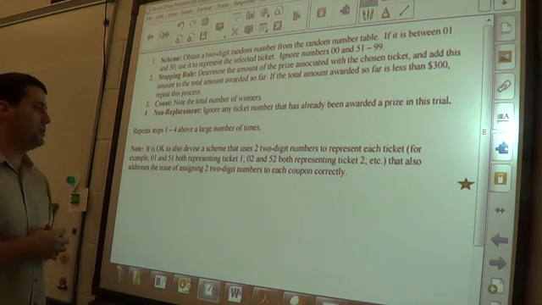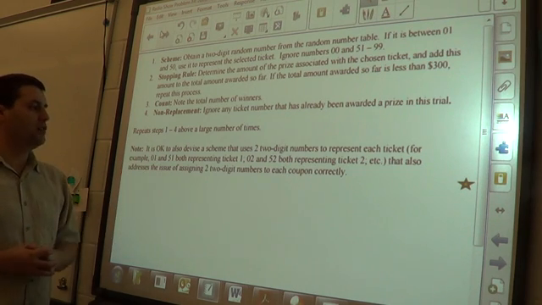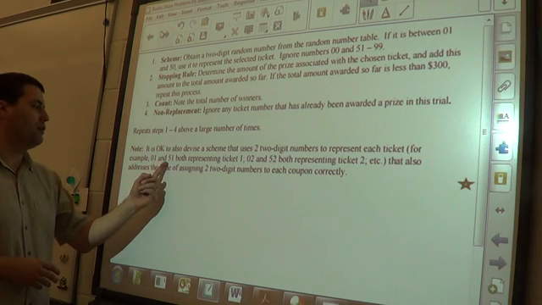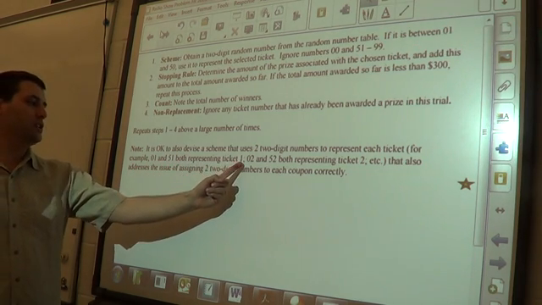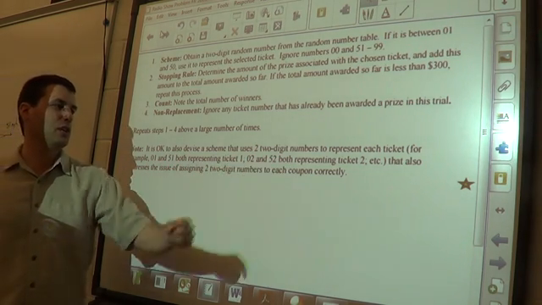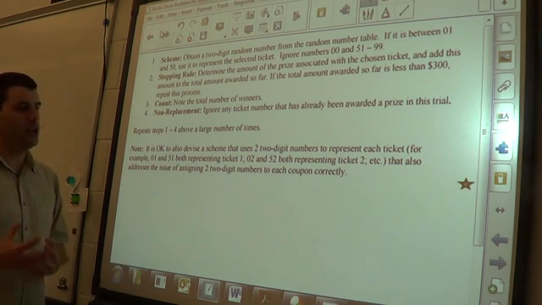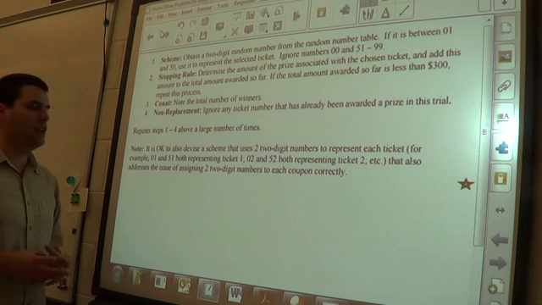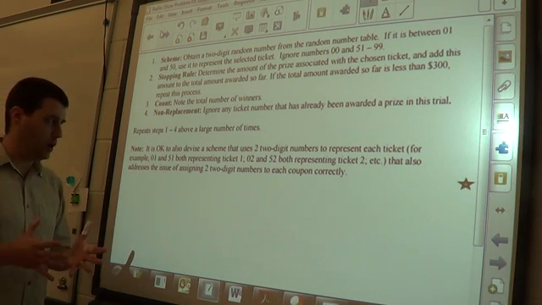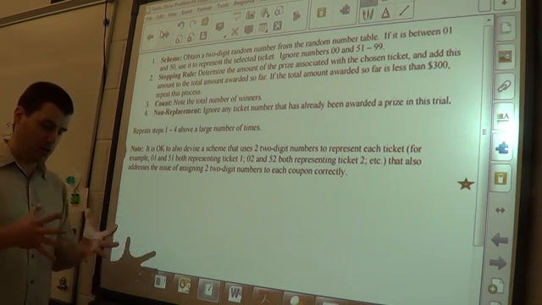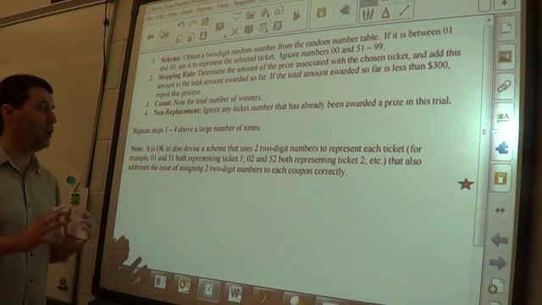That's 1 simulation. They say it's okay to devise a scheme that uses a 2-digit number to represent each ticket. For example, 01 and 51 represent ticket 1, 02 and 52 represent ticket 2, but it has to address which ticket it is and ignoring repeats. I think it's much simpler to just count 01 through 50 as the 2-digit tickets, and ignore everything else.